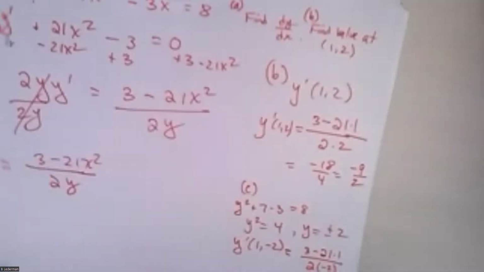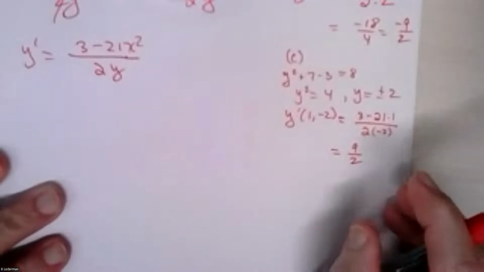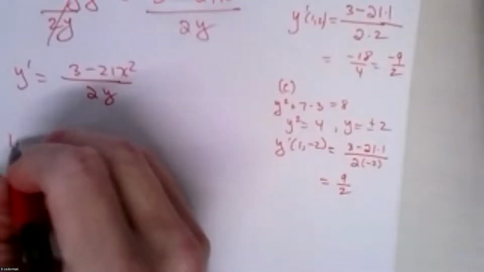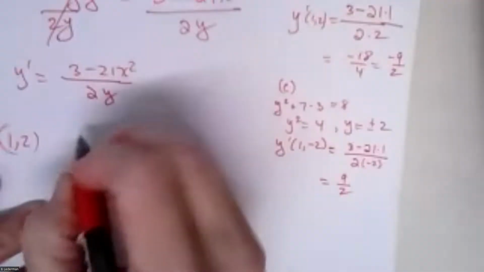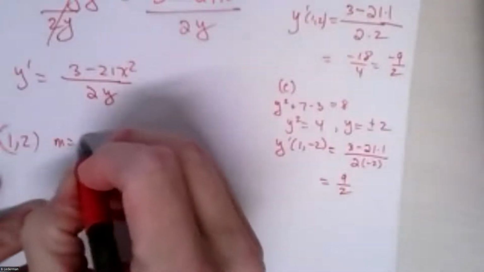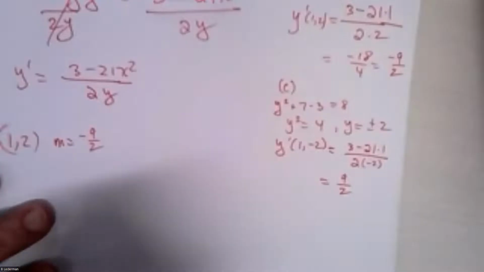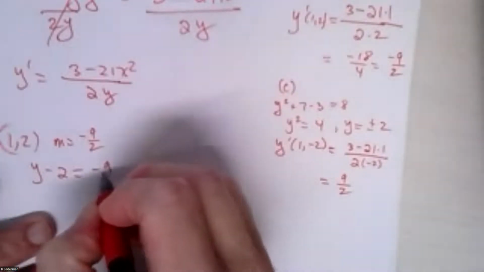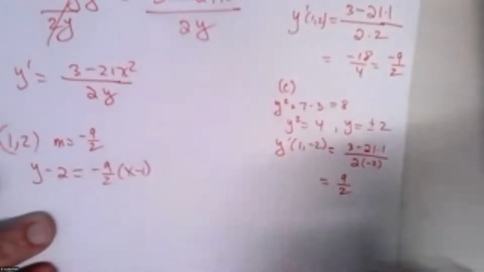I'd like to find the equation of that line so I can plug it into Desmos. Okay, so for (1, 2) and the slope of negative 9/2, we have y minus 2 equals negative 9/2 times (x minus 1).